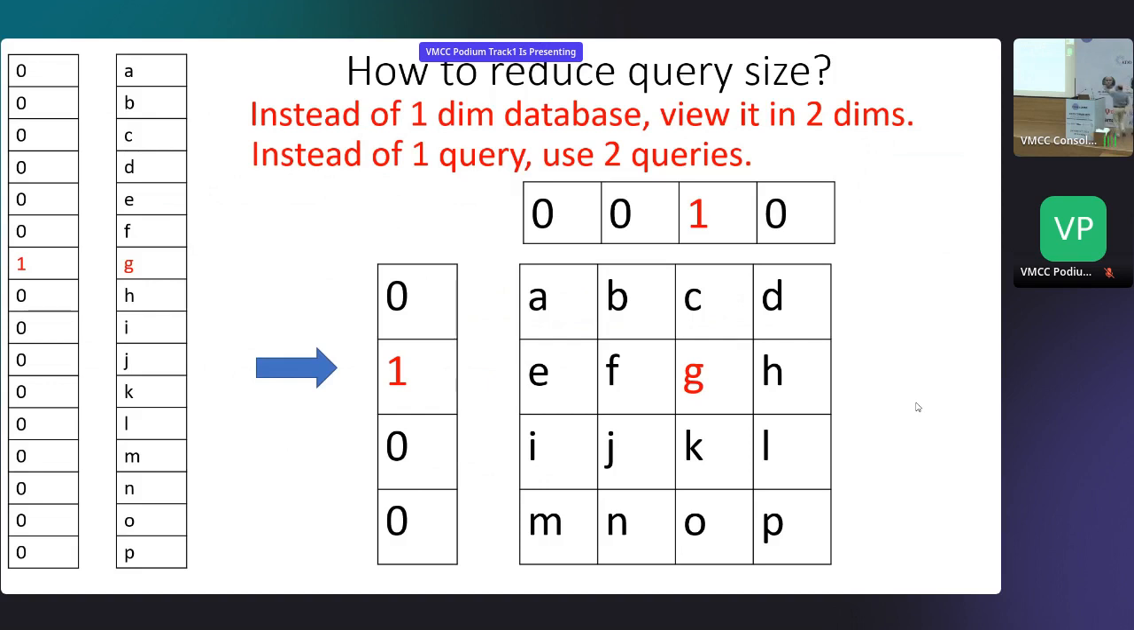So I'm going to have two queries, each of them the size of the side of the square. So basically, the square has n entries. So each side is square root of n, and square root of n times square root of n is n. This trick has been done before. So that's why I think it's interesting. So now I can have zero. I'm interested in entry G. So I'm going to put a zero here and a zero here.